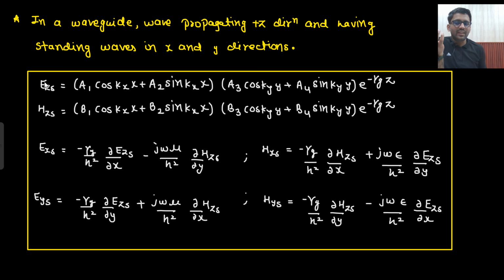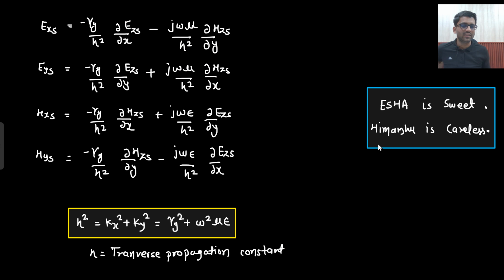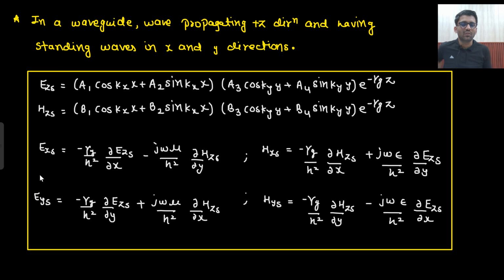Along with that, using the Ezs and Hzs expressions, we can find Exs, Eys, Hys and Hxs. That trick we have already seen. Minus gamma g upon h square, del by del x, del by del y, del by del x, del by del y, then Ez, Hz, Hz, then j omega mu, j omega mu, j omega epsilon, j omega epsilon. Through two lines we understood that Isha is sweet and Himanshu is careless. So Isha's x would be negative after breaking up and Himanshu's x would be positive, and the rest would be negative, positive, positive, negative. There you go. So this is the conclusion of our complete lecture.